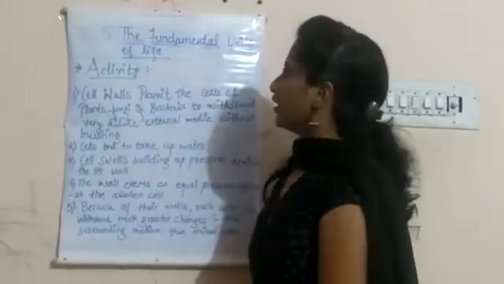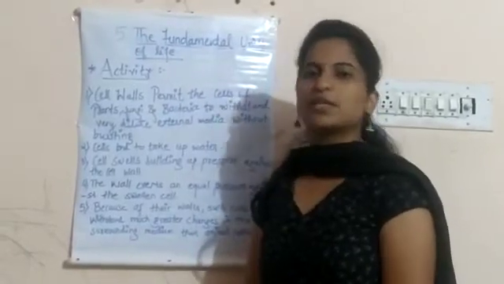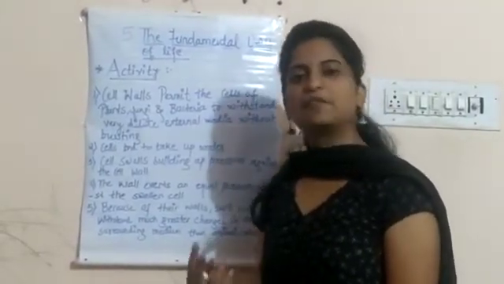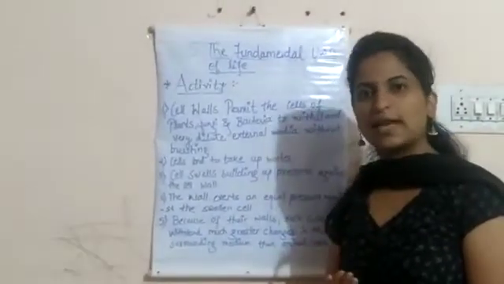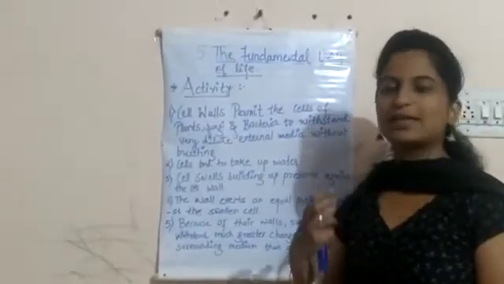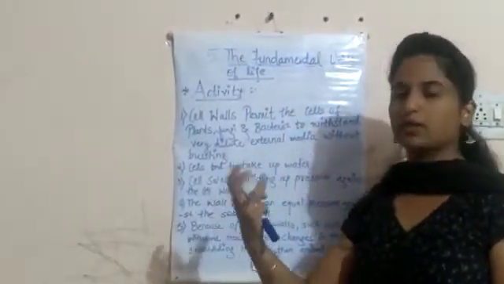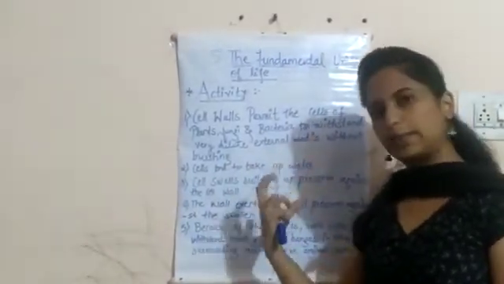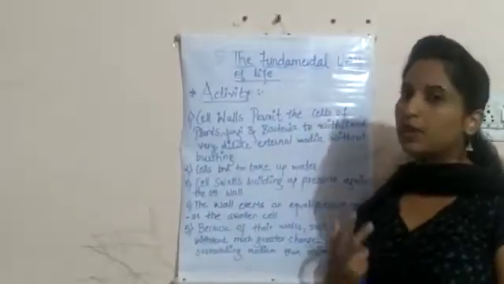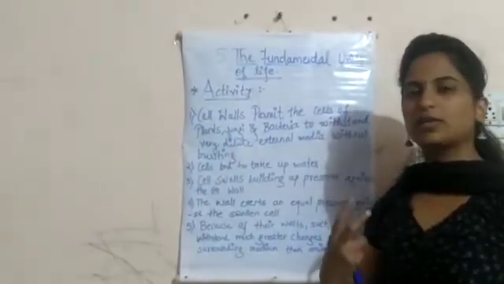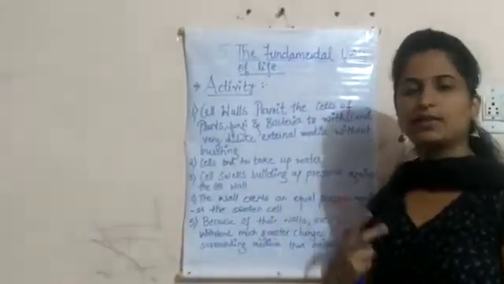Students, in the chapter The Fundamental Units of Life, we studied the cell wall in our previous class, isn't it? I hope you understand what a cell wall is. It is one rigid outer covering just outside the plasma membrane. So that is nothing but the cell wall. We have also seen the functions of the cell wall, and how it protects the plant cell.